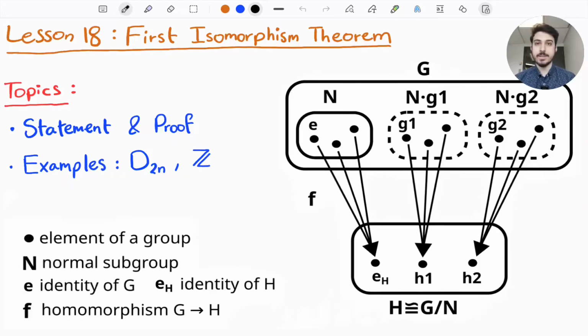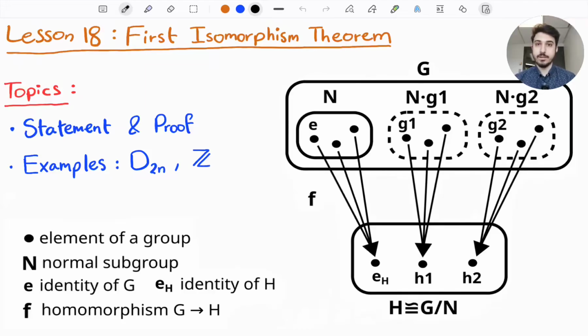In the next 4 lessons, I'll be giving you some isomorphism theorems. I'll be labeling them the first, second, third, and the fourth isomorphism theorems. But I would say that the first isomorphism theorem, which is the lesson of today, is the most important one by far. It has the most number of applications that we're going to see in the future.